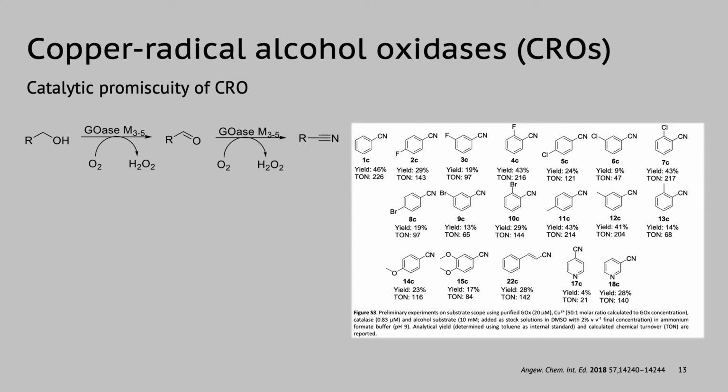And the substrate scope of the reaction included benzyl and cinnamyl alcohols. And you see the products formed here on the right side. Given are the analytical yield and the turnover. And they also did a preparative scale synthesis with this compound 4C, where they achieved 75% yield.